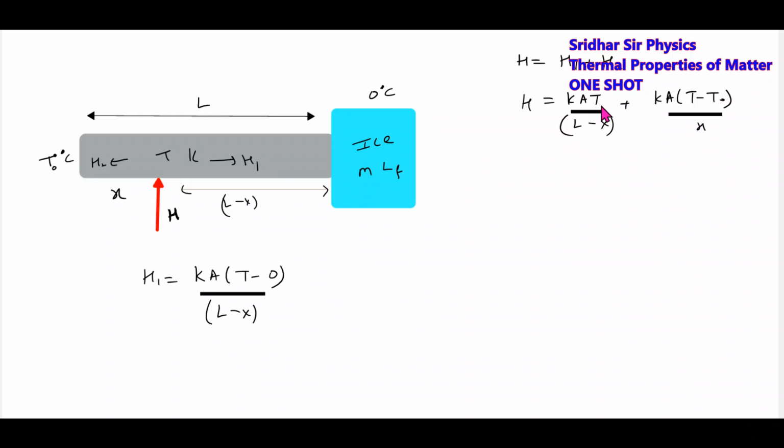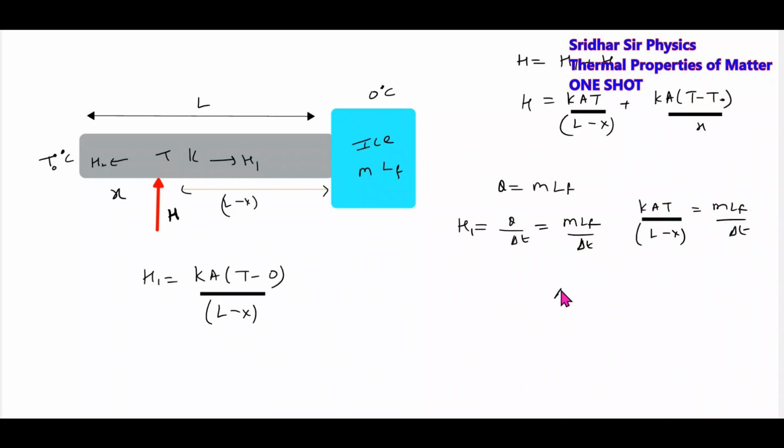At what distance? This one. Then for the whole ice to melt, the heat needed is M into LF. Then Q by delta T should be equal to MLF by delta T. What is Q by delta T? The heat flowing this side, this should become equal to H1. So this will become KAT by L minus X equal to MLF by delta T. If I give X, I'll get the temperature T. The temperature T I'll substitute here, I'll get the time.